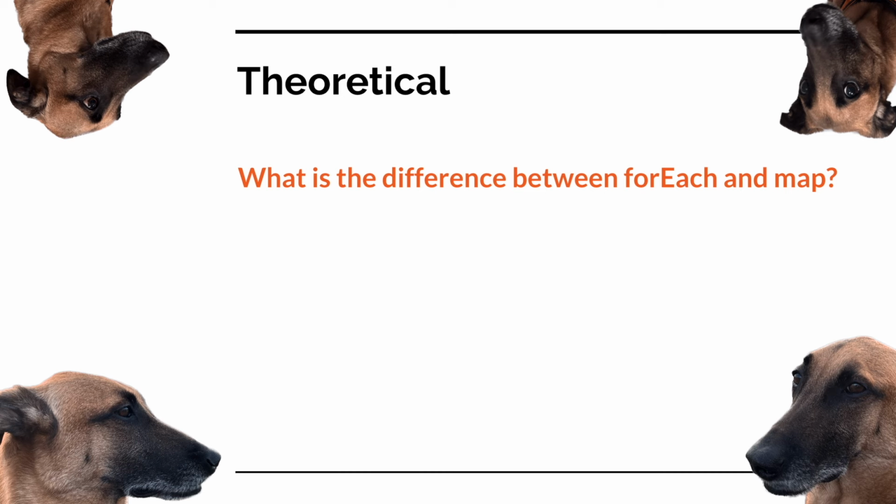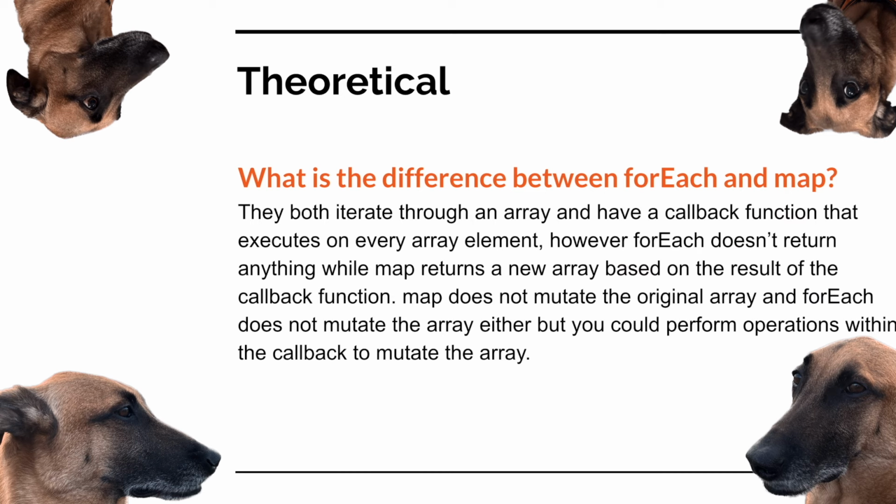Finally, what is the difference between forEach and map? Well, they both iterate through an array and have a callback function that executes on every array element. However, forEach doesn't return anything, while map returns a new array based on the result of the callback function. Map does not mutate the original array, and forEach does not mutate the array either, but you could perform operations within the callback to mutate the array.